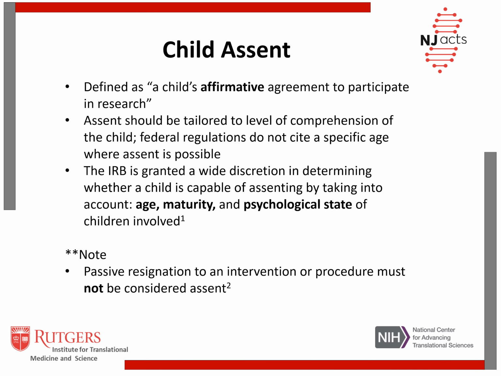In this part of the video, we are defining what child assent is. Child assent can be defined as a child's affirmative agreement to participate in research. Assent should be tailored to the level of comprehension of the child. The IRB is granted wide discretion in determining whether a child is capable of assenting by taking into account age, maturity, and psychological state of the children involved. Something to note is that passive resignation to an intervention or procedure must not be considered assent.